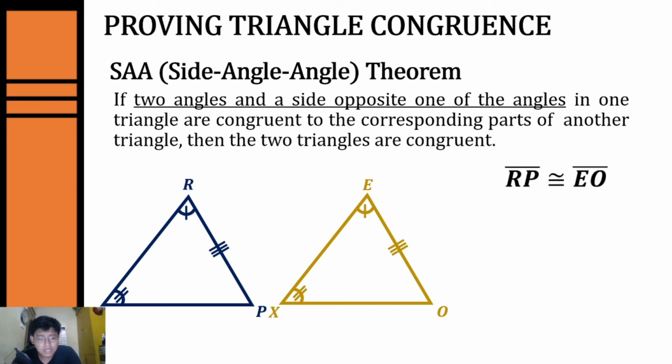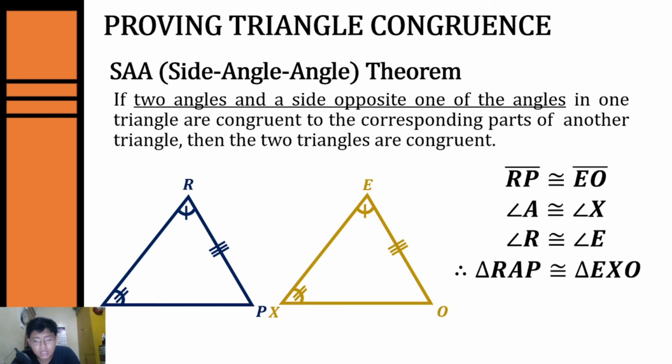Side RP is congruent to side EO. That's our side. Now, angle A, the opposite angle of side RP, is congruent to angle X, which is the opposite angle of side EO. Then, one of the angles is also congruent, angle R and angle E. So this is also enough to conclude that triangle RAP is congruent to triangle EXO.